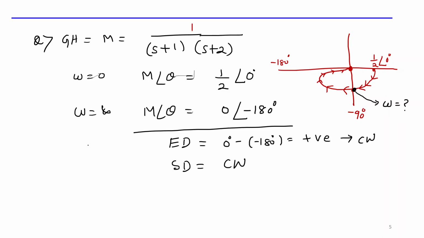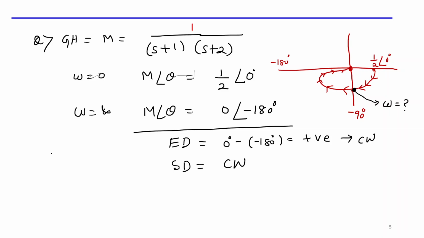We have to rationalize the function and equate the imaginary part equal to 0. You can do that, but I will not go in that way. I'll just do my method of solving it. You can see that this point lies on the imaginary axis.